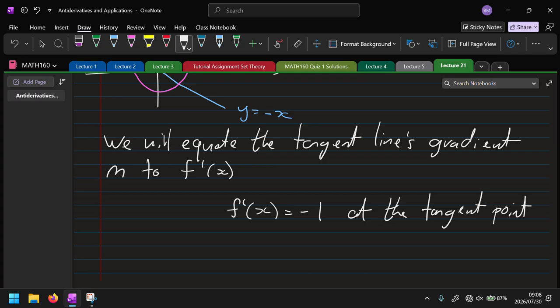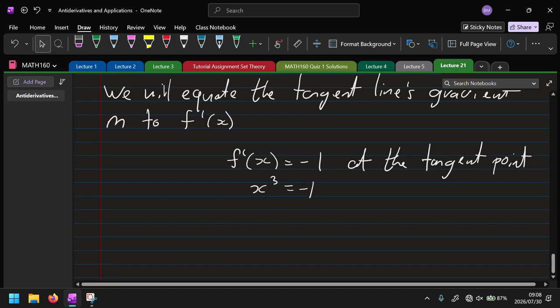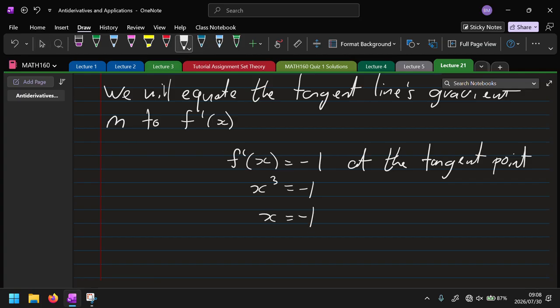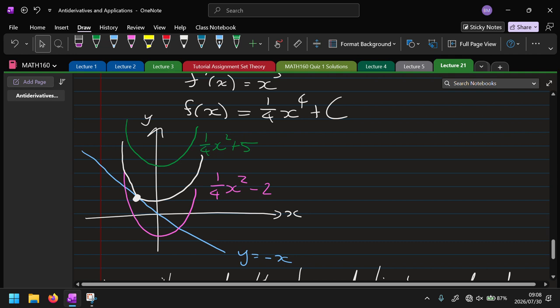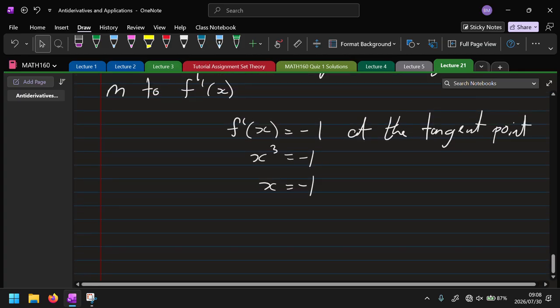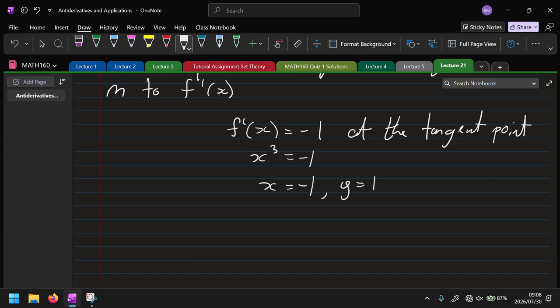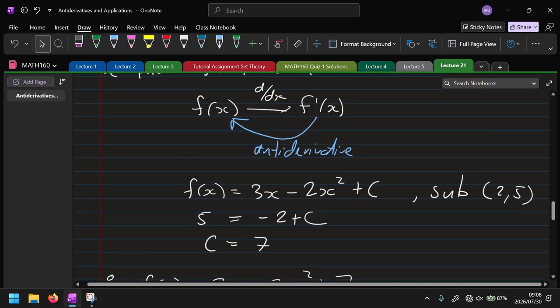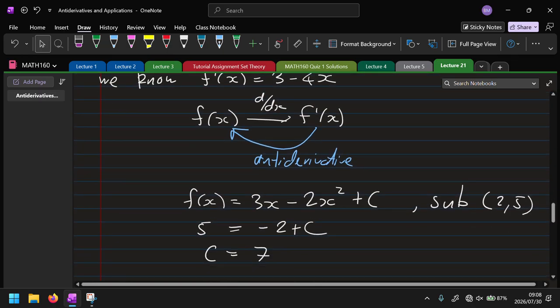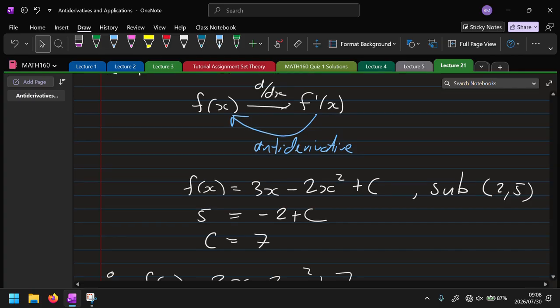So f prime, that was x cubed. Well, very easy, x must be minus 1. And if x is minus 1, what will the y value be? 1, yeah. Just put in minus 1 here. So that's the tangent point, which is very similar to what we had here, where we had the function passing through some point. Now we have exactly this. We have a point. We can solve for c.